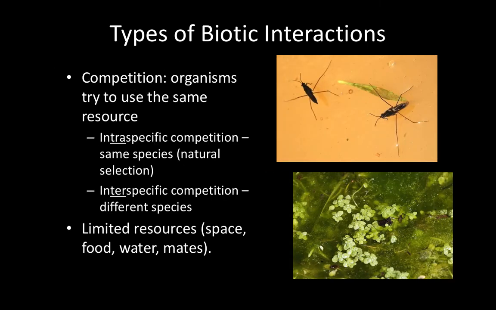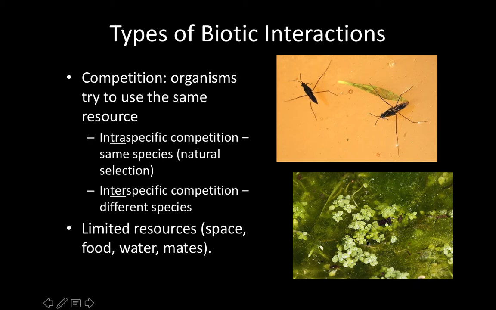Now, when two organisms try and use the same resource, we call that competition. There's two different things to fill out here. One is intraspecific competition. Notice the "intra" is the important part there. That means between the same species. So if these two water striders are the same species, then they would be competing for resources. They're actually predators, and they hunt for things floating downstream in a stream or in a pond. That's an example of intraspecific competition, and the other version is interspecific.